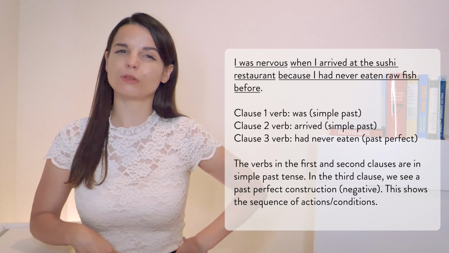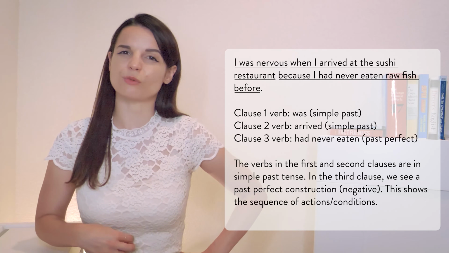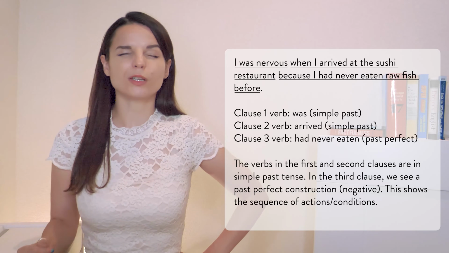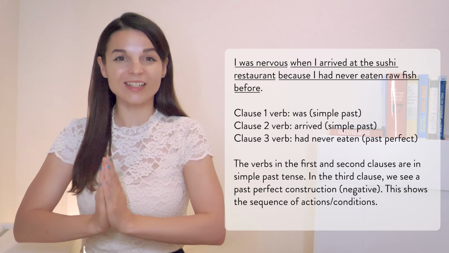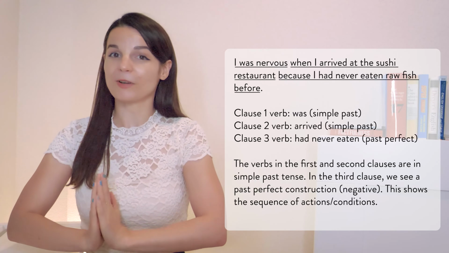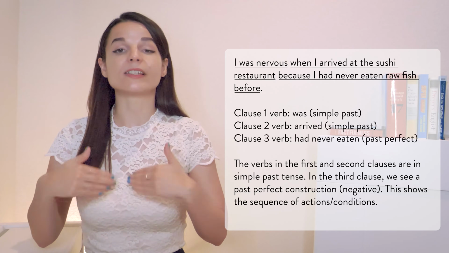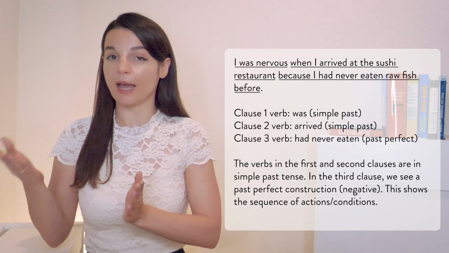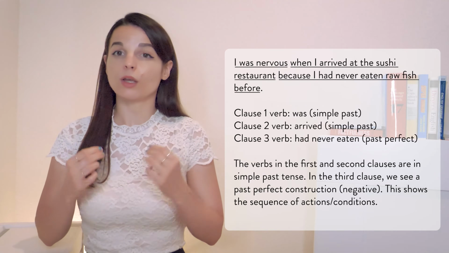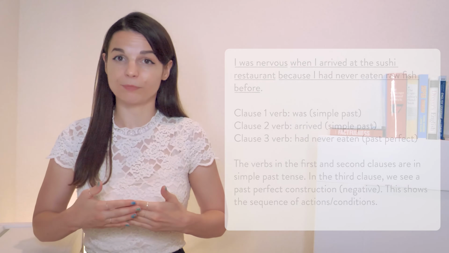Some might ask, well, why can't I use present perfect tense here? If I were in that situation, I would say, I have never eaten raw fish before. Yes, exactly. In that moment, you could say to someone, I am nervous because I have never eaten raw fish before. But in this storytelling manner, you are explaining a past action and a past condition. For this reason, we have to use simple past tense and past perfect tense together.